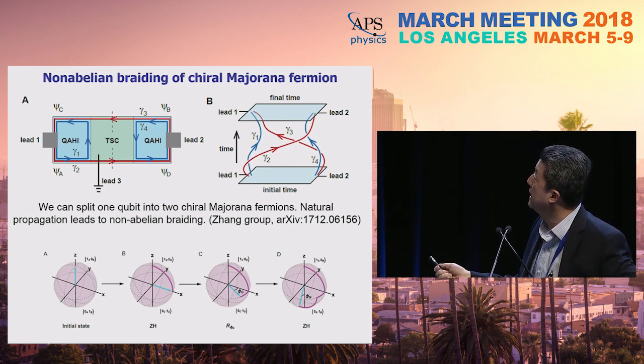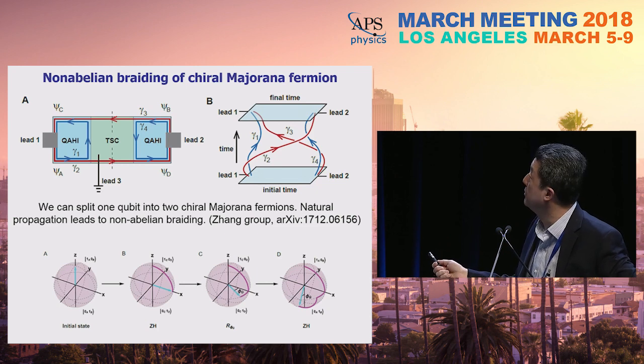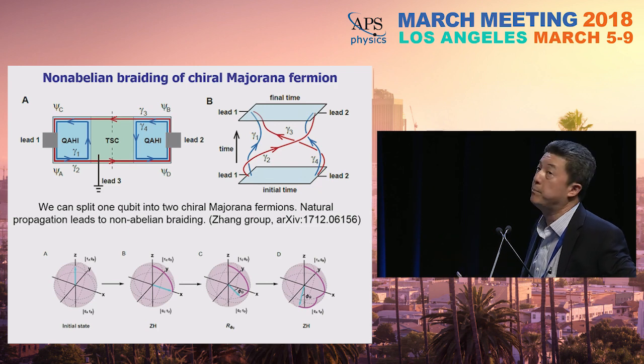From lead 1, I inject 1 chiral fermion, which can be viewed as 2 chiral Majorana. But in the novel state, 1 chiral Majorana went through to the second lead, but the first chiral Majorana went back. And the same thing occurs here. Here I inject 1 chiral fermion, but it splits into 2 chiral Majorana. 1 goes through, and the other went back.